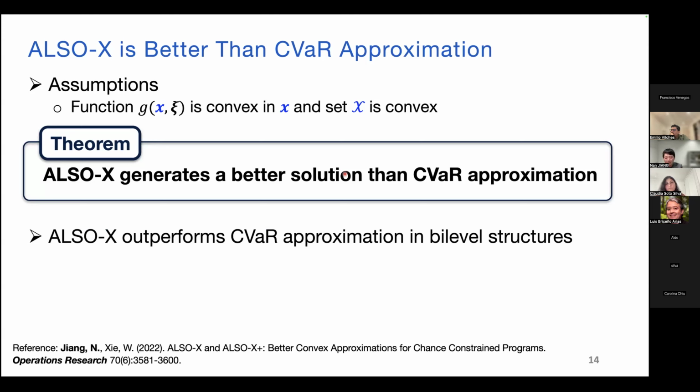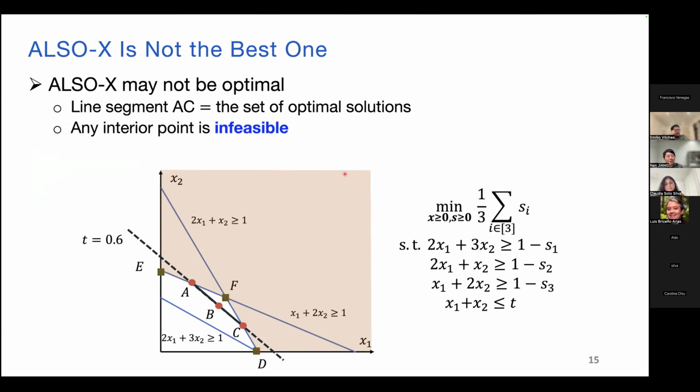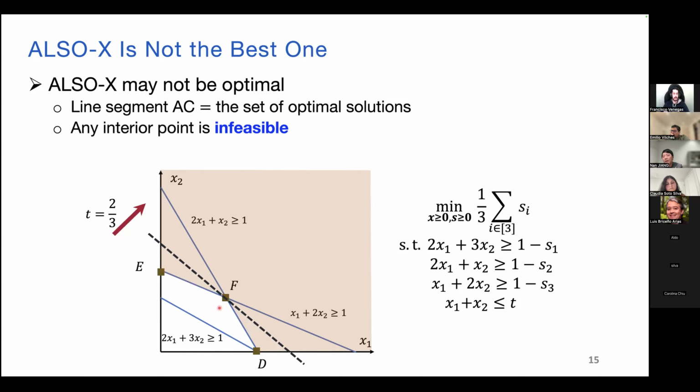But ALSO-X is not the best one. Let's look at one simple example, still our previous example. If we solve this problem, this is the very first example, we are going to encounter one issue: for the given t, all the solutions on this segment are optimal solutions, but you can tell point B is not a feasible solution. Then we are going to increase this value until the CVaR solution. So the idea here is that ALSO-X, even though it's better than the CVaR approximation, can still end up with the same solution as the CVaR approximation.